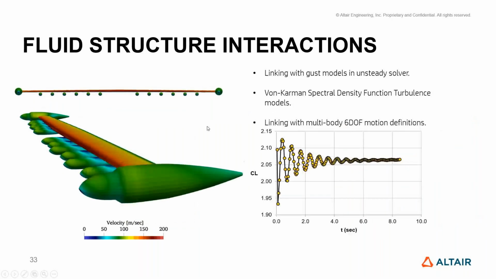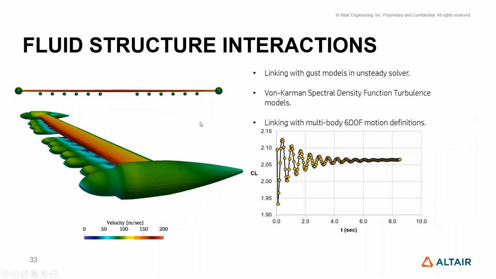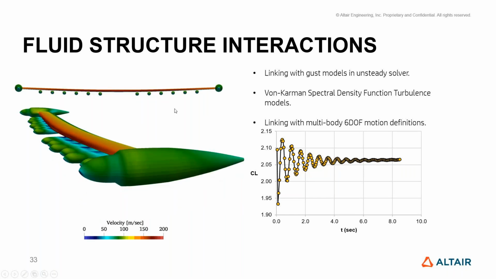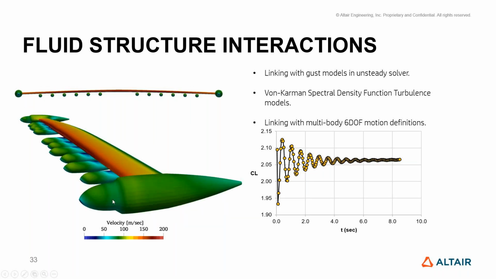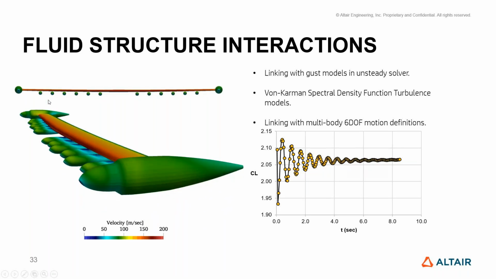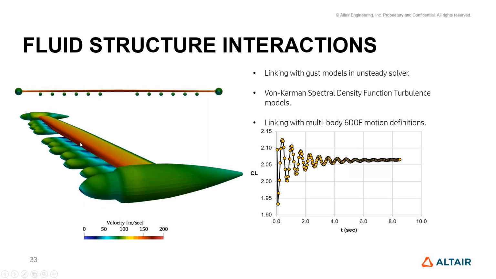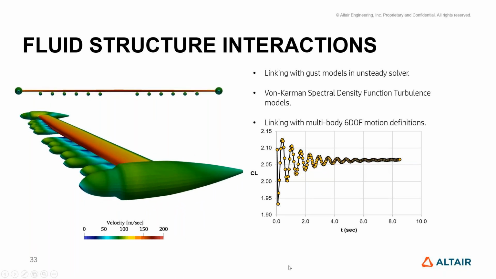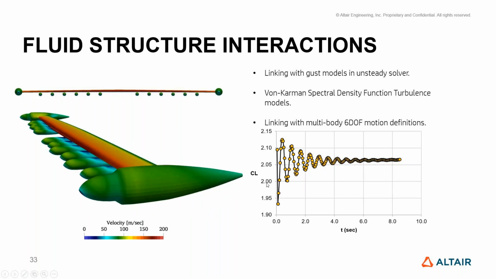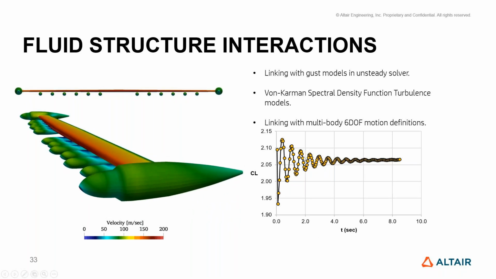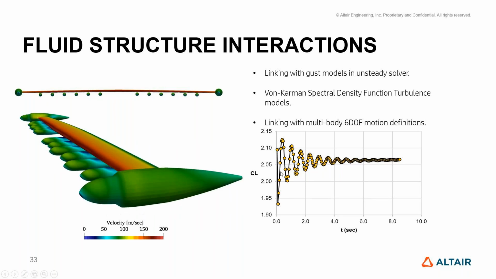So linking with the gust models in the unsteady solver, von Karman spectral density function turbulence models, we can couple this with the multi-body 6 degree of freedom motion definitions. It will be linking this kind of motion coming out of the structural results, mapping again to the CFD part, and you can see here a comparison of the wind tunnel and our FlightStream tool, nicely capturing the whole phenomena.